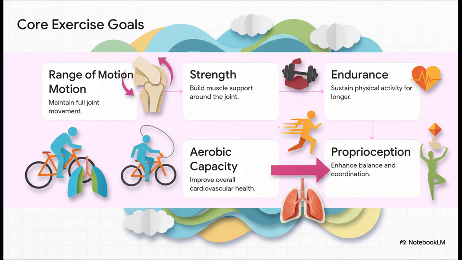You have to improve joint range of motion, you have to build strength and endurance, but don't forget coordination and proprioception, the joint's sense of where it is in space. And finally, you have to improve overall aerobic capacity. You miss one of these and the program is incomplete.